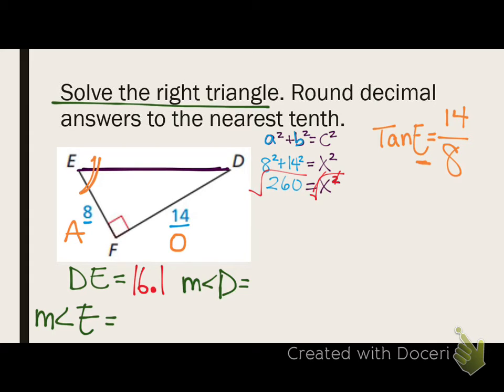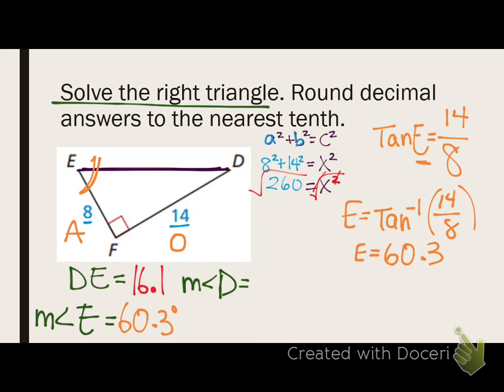I want to get angle E by itself. It's attached to tangent. So how do I get rid of that tangent? The inverse. Yep, so hit shift, tangent, and then 14 over 8. 60.3. We all agree? 60.3 degrees. So again, make sure you're writing it all in the same location so that I can find it.